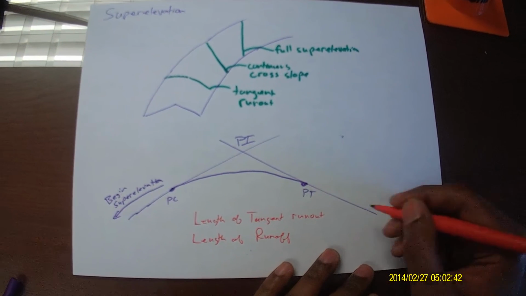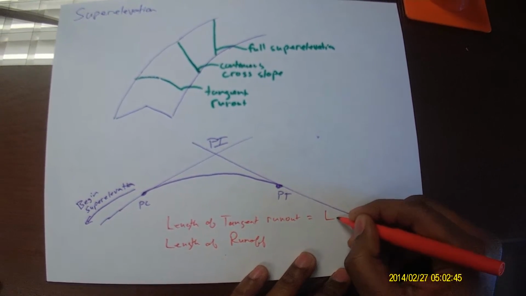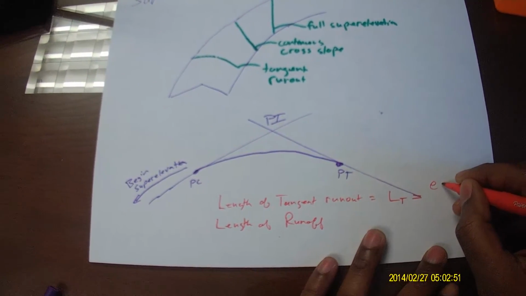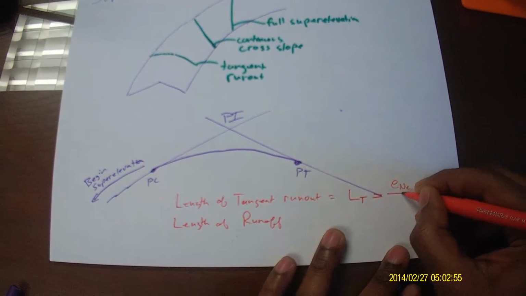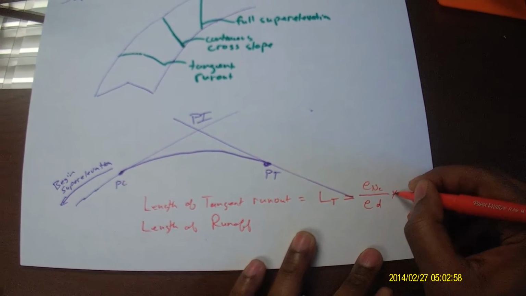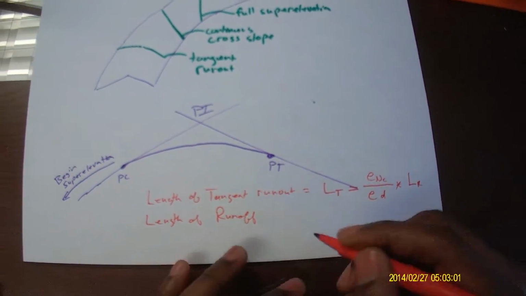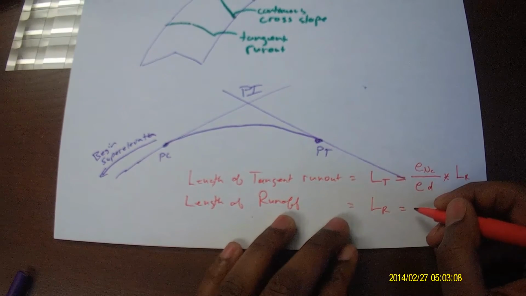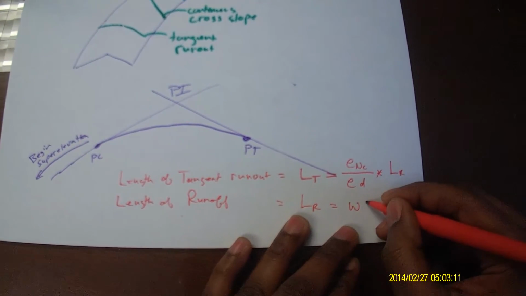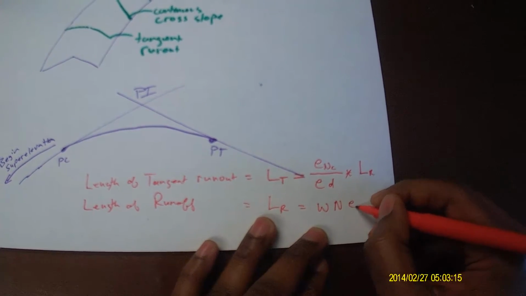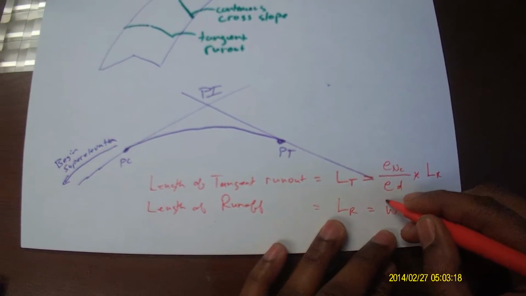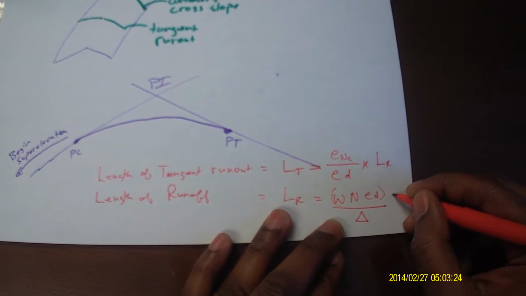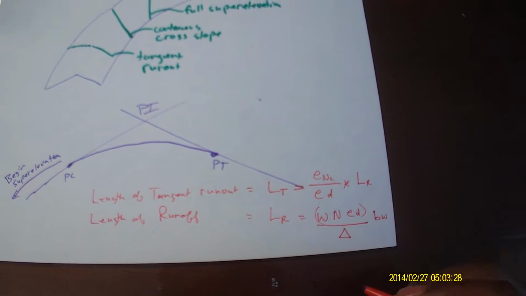The length of tangent runout, which is also equal to L sub t, is equal to E in C over E sub D multiplied by L sub R. And your length of runoff, which is also noted as L sub R, is equal to W times N times E sub D, all of that divided by your delta, which is your relative gradient, and that multiplied by your adjustment factor.